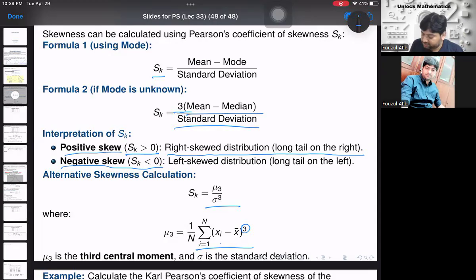This mu3 we also call the third central moment. Right? And sigma is the standard deviation, that is the usual notation. So once we have the formula, then we can easily solve the problem. Now look at this problem.